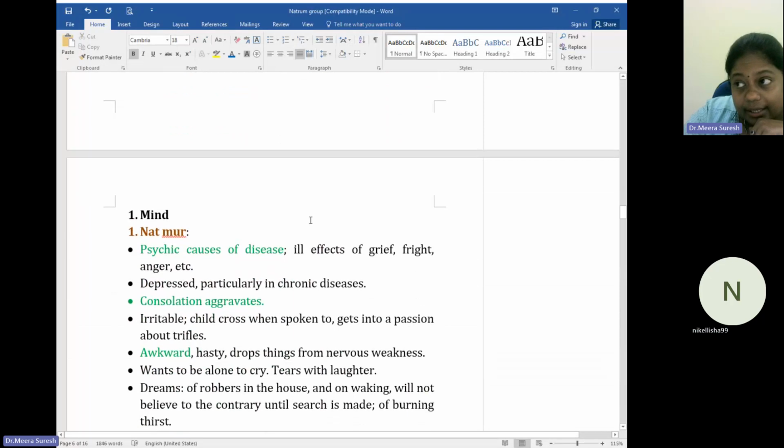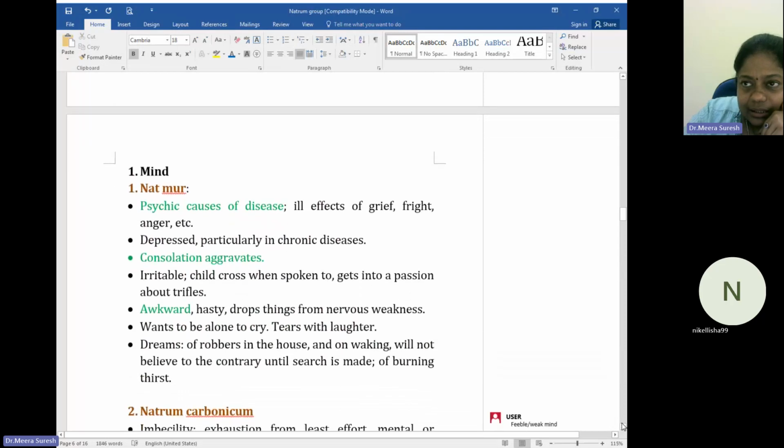So in the mind, all the Natrums are very important. In Natrum, you start with the psychic causes of disease: ill effects of grief, fright, anger, etc. They are very depressed, especially in chronic disease, and consolation aggravates. They are very irritable. The child is cross when spoken to. Child is cross means they will be despondent. They don't want to talk like the Chamomilla baby, but not that much despondent. They don't like being spoken to.